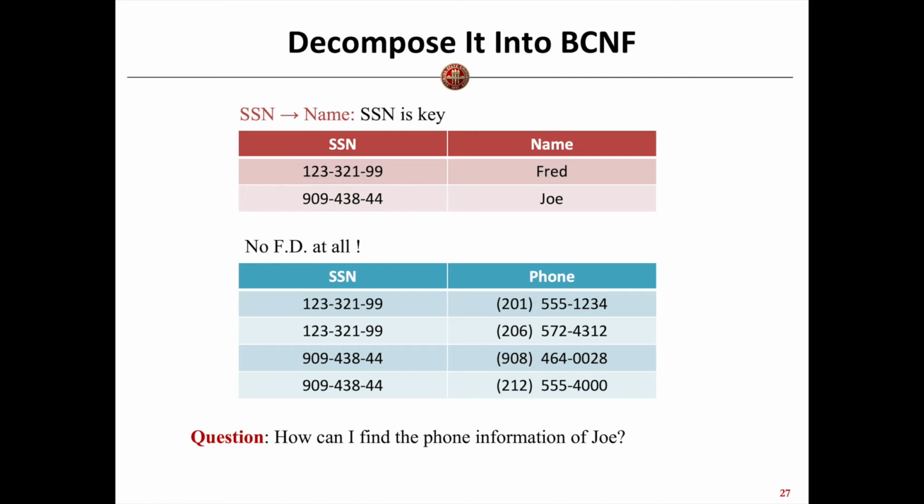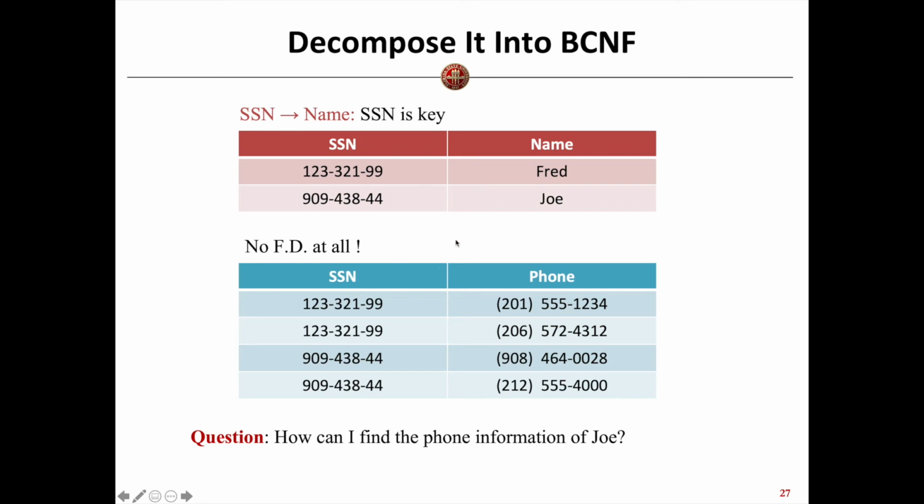So for the first relation, we can find it has a single FD, right? SSN implies name. And for this new, smaller relation, we find that SSN is a key for the relation, right? Because SSN can imply all the attributes. At the same time, none of its subsets can imply all the attributes. Therefore, SSN is a key for the relation, right? For this new relation at the top.